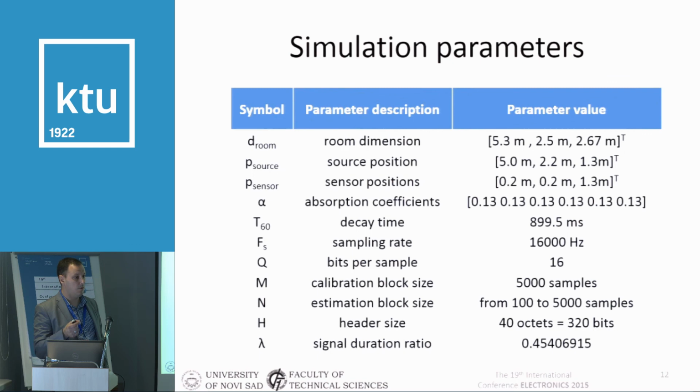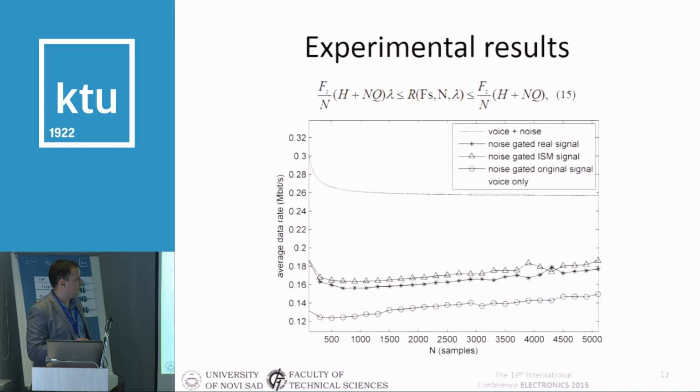So this lambda coefficient is the signal duration coefficient, so basically the ratio between periods of sound and periods of silence, so that we can evaluate the performance of our noise gate comparing to this curve. So in a theoretical sense, this is going to be our average data rate. So we set the maximum average data rate, which will be this naive case where we send all the data.